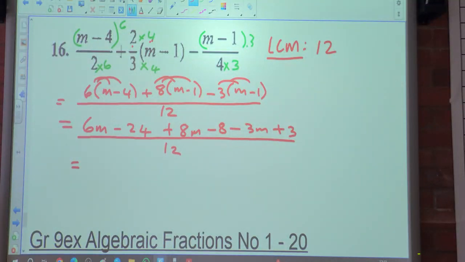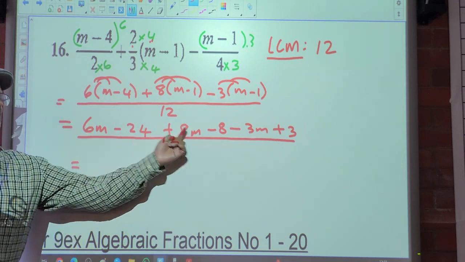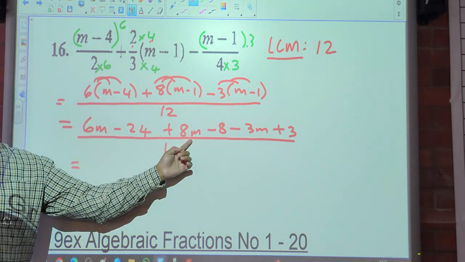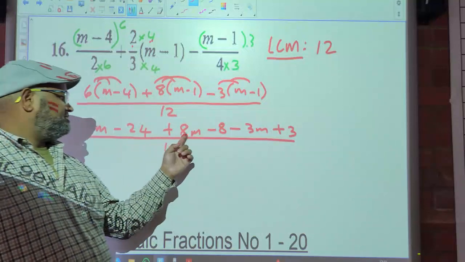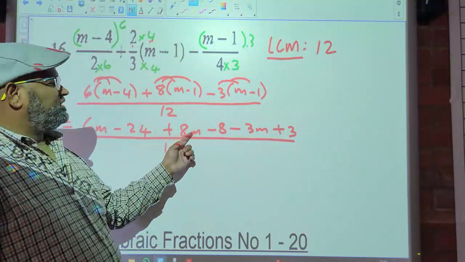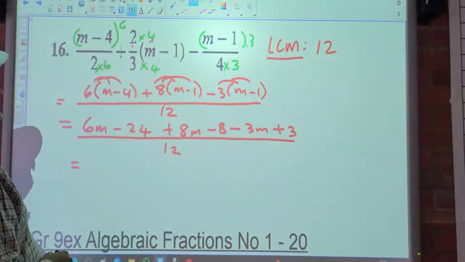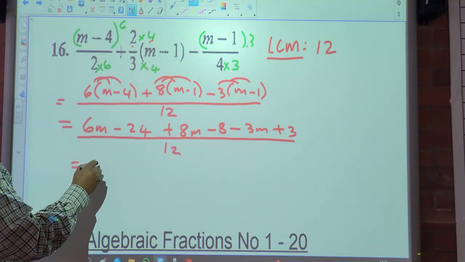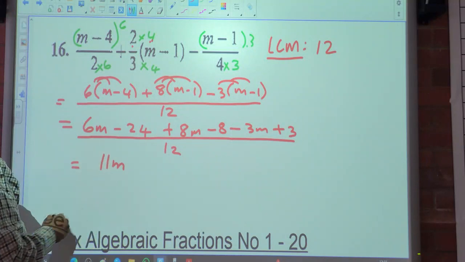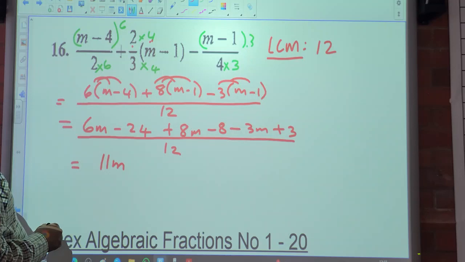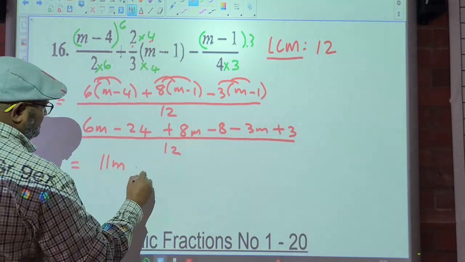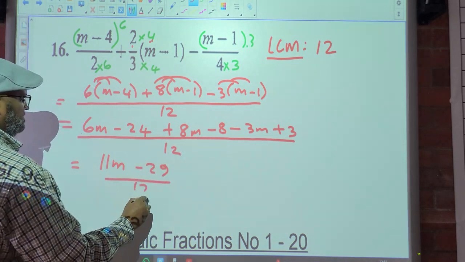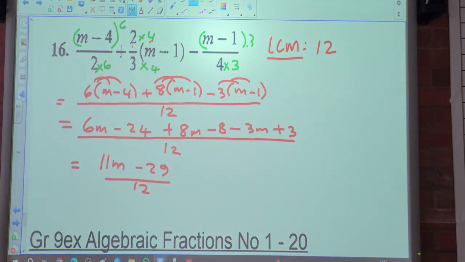Now I look at like terms. What is 6m plus 8m? 14m. 14m minus 3m is 11m. Negative 24 minus 8 is negative 32, plus 3, negative 29, over 12. Is that correct? Okay.